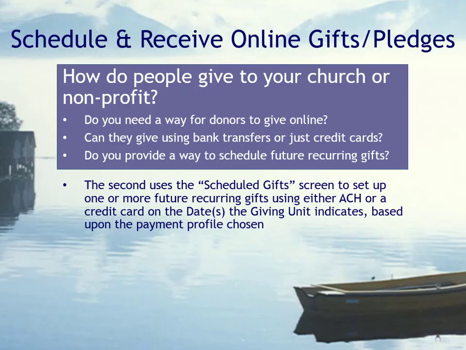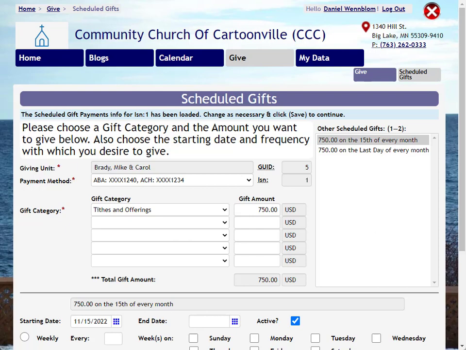The second uses the Scheduled Gifts screen to set up one or more future recurring gifts using either ACH or a credit card on the dates the giving unit indicates, based upon the payment profile chosen. Here's an example scheduling 2 gifts per month.